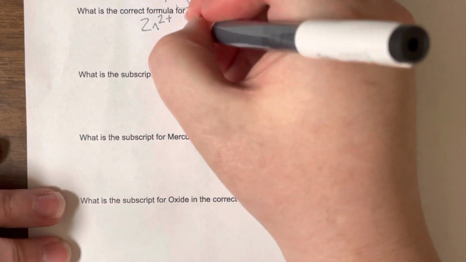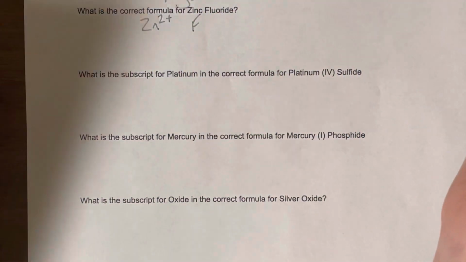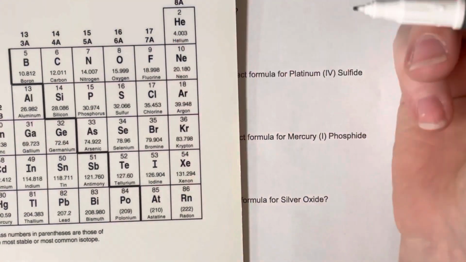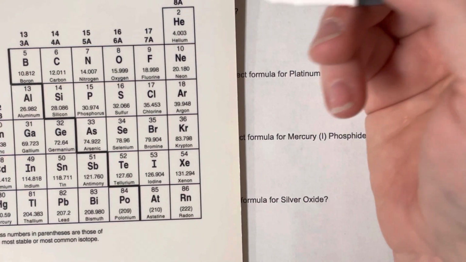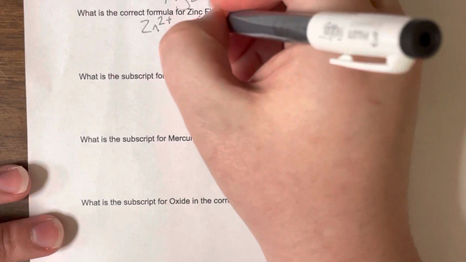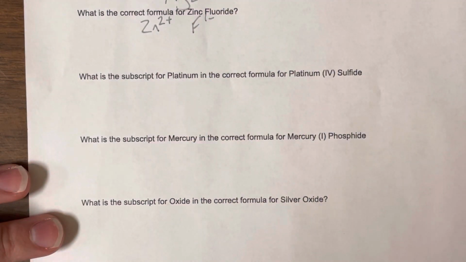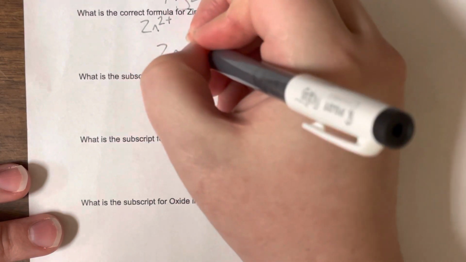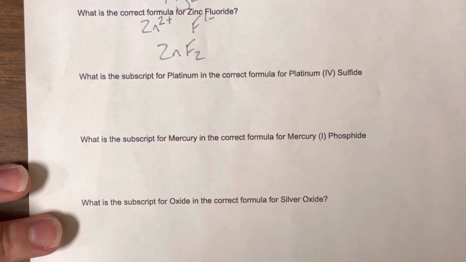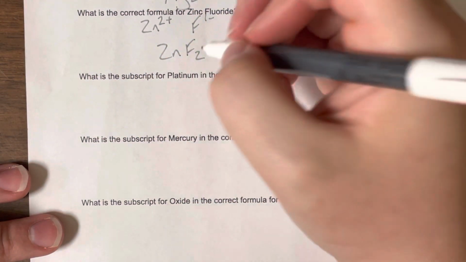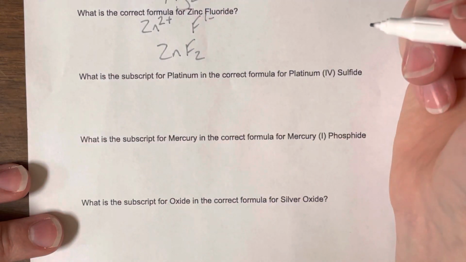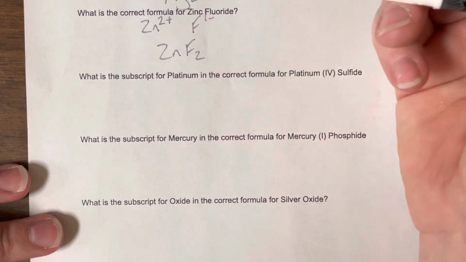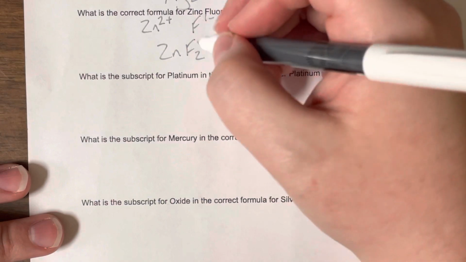Fluoride is secretly fluorine. Fluorine has a symbol of F. Fluorine is in column 7, which means it has 7 valence electrons. I have 7, but I want 8, so I'm going to steal 1. Stealing is bad, so it's going to have a charge of negative 1. Then I would crisscross charges for subscripts and check to see if my ratio can be simplified. The ratio 1 to 2 cannot be simplified any further, so my correct formula for zinc fluoride would be ZnF2.